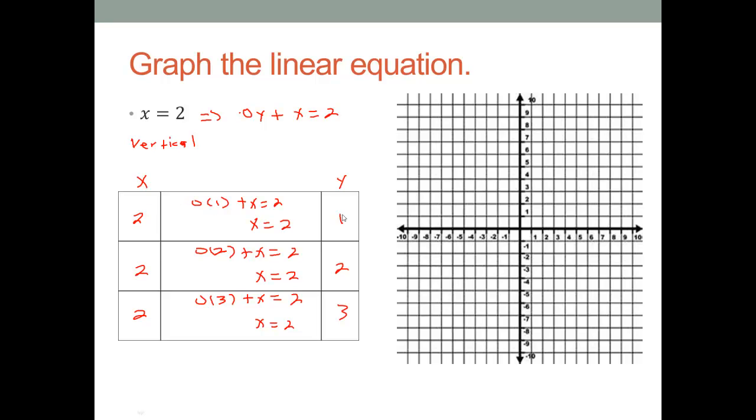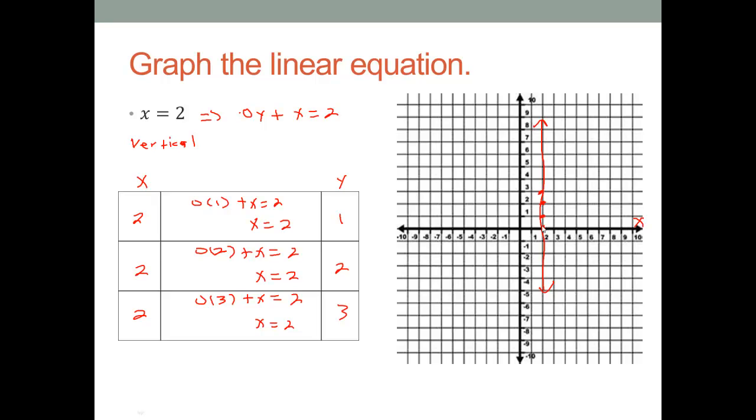Let's plot those points. 2, 1. To the right 2, up 1. 2, 2. To the right 2, up 2. 2, 3. To the right 2, up 3. So there was really no reason to actually do a table here. If we have x equals 2, remember this is the x-axis here. We could just come to x equals 2 right there and draw a vertical line going up and down there. And that represents the graph x equals 2.